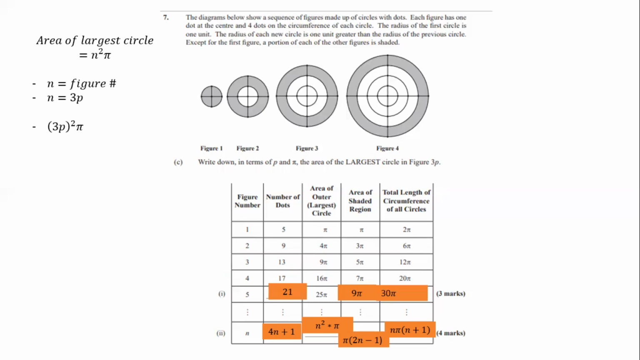So therefore n is equal to 3p, so what we'll have is 3p squared multiplied by pi. And 3 squared is 9, and p squared will give us p squared, and therefore our answer is 9p squared pi, and that is the area of the largest circle in figure 3p.